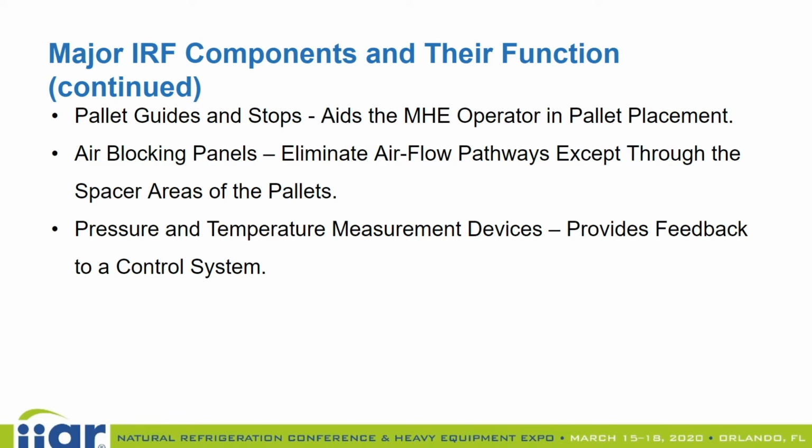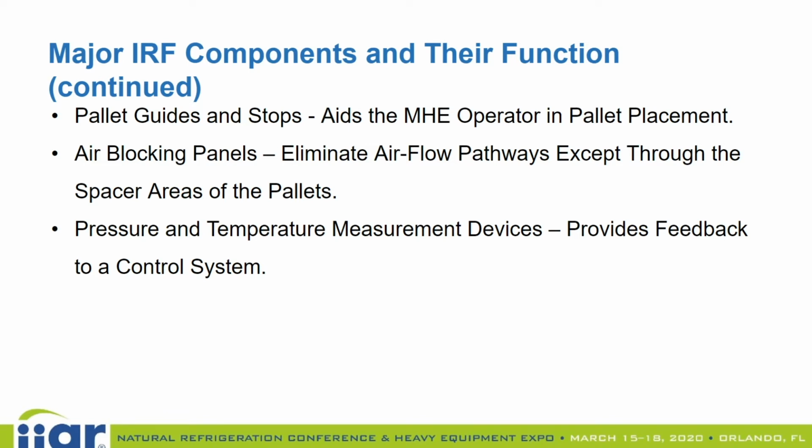That pallet stop also provides for an air block. If you can picture the opening, the 40-inch side of the pallet may be 5.5 inches tall, and there's a lot of open space between the runners. So when that pallet's all the way up against the opening, the pallet stop prevents air from going through that open part of the pallet on the back side.